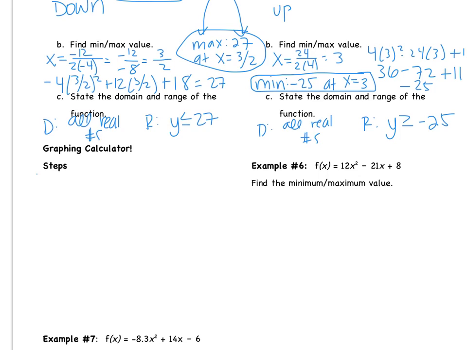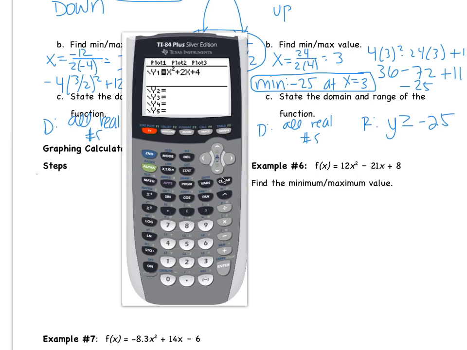As we go through the example together, we're going to write down the steps to the left. So get out your calculator, please. I'm going to do this problem along with you, so I want you to follow along. The first thing that I want you to do is to go to y equals. If there's any equation in there, clear it out and enter in the equation we have. We have 12x squared minus 21x plus 8. Remember that there's an x button. Then you're going to hit zoom and go down to number 6, which is zoom standard.